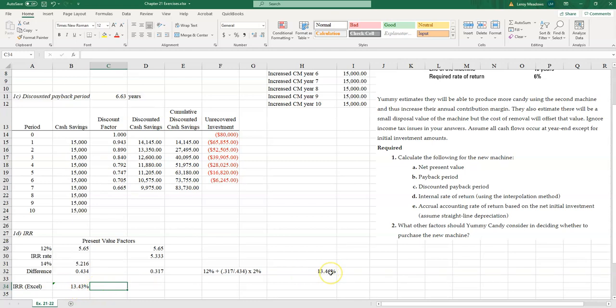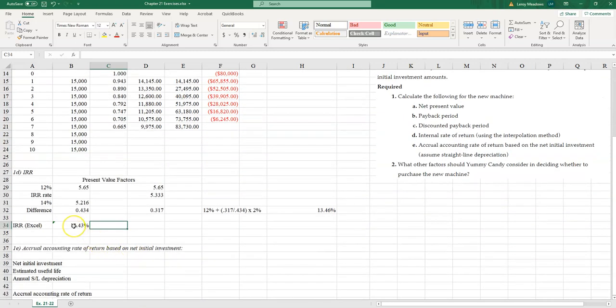We got 13.46% up here. Again, why was that difference? Because these annuity factors are truncated. So that's why there's a little bit of a difference because of rounding issues. But that's how we would interpolate the internal rate of return. But I can also do this through Excel. Now, if you are required to do the interpolation method for whatever reason, then you would need to go with this amount when you're entering your answer. If you just ask for the internal rate of return in general, and you have to do it through Excel, then you would just go ahead and do it through here.